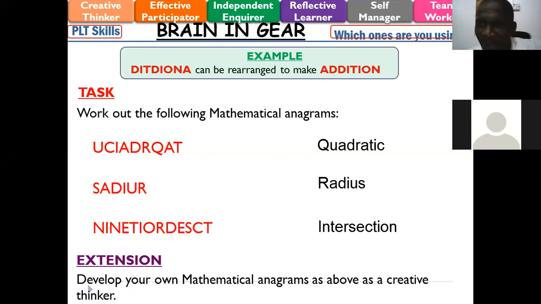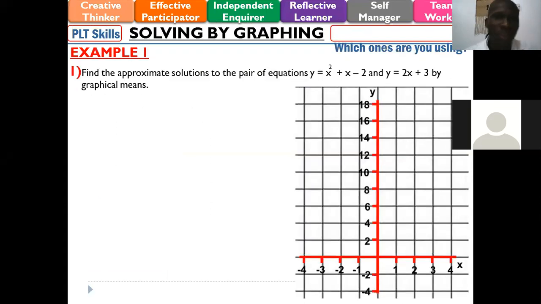Thank you. All right, so move on to this topic proper that has to do with solving quadratic equation and linear equation with the use of graph. David, what are you talking about? I don't understand. What are you saying?